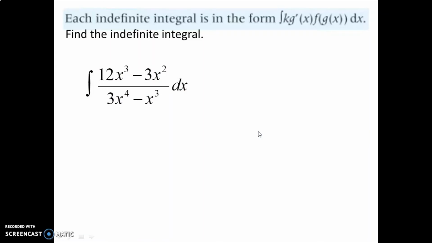Check out this one. Do you see something that is a derivative of something else? Definitely. This part is the derivative of the bottom part. Let's try it. What's the derivative of the bottom? Drop the 4, 12x cubed minus, yep, see? This is the derivative of that. Therefore, what's the integral?